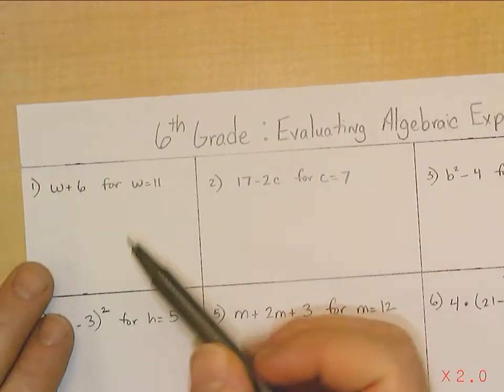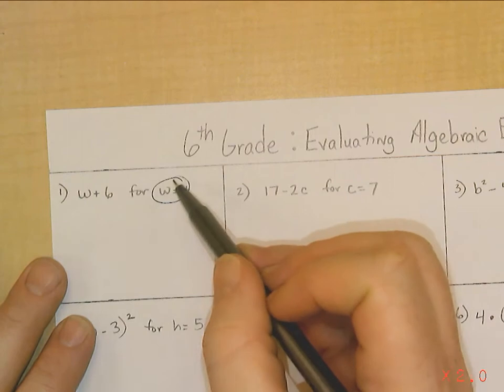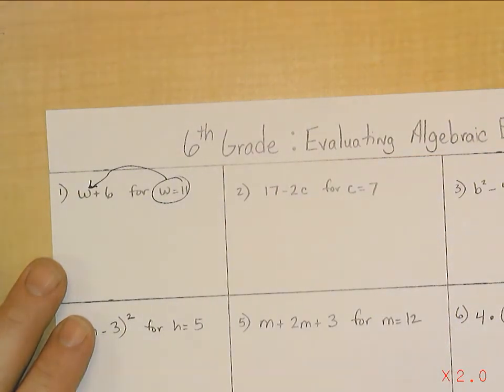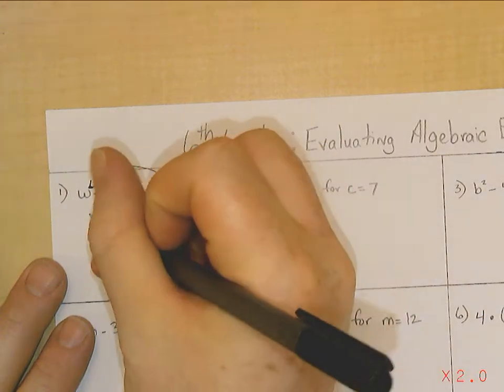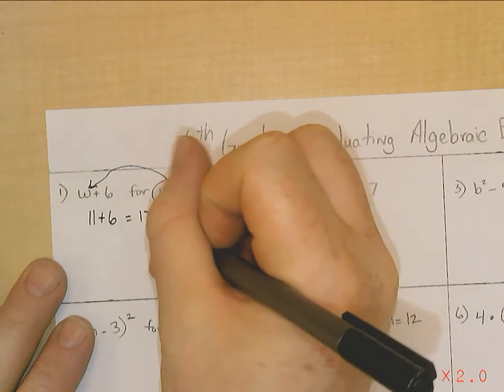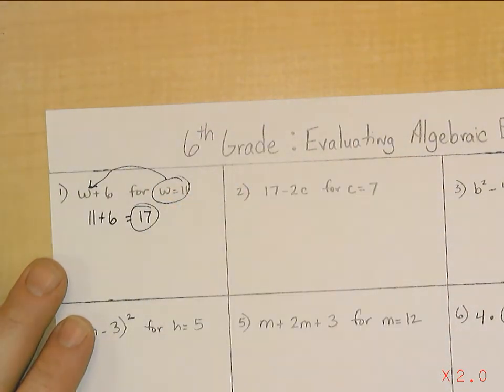So what we're going to do is take w, the value of w, which is 11. We're going to substitute it back into w here. So instead of w, it's going to be 11 plus 6 equals 17. And so the value of that expression would be 17.